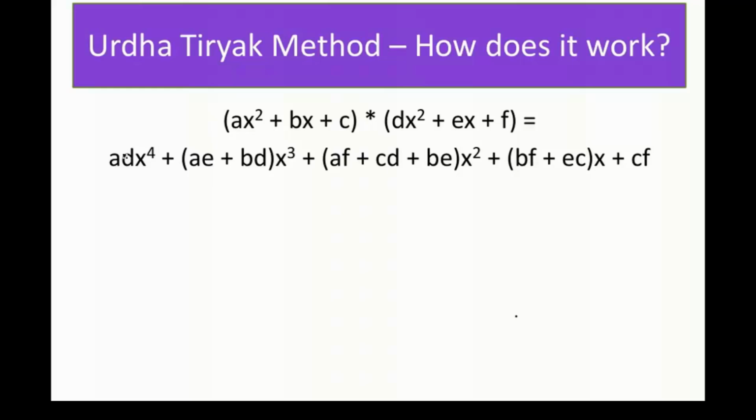This session is all about knowing how the Urdhva-Tiryagbhyam method works. As you can see, the formula is (ax² + bx + c) times (dx² + ex + f), which gives me another algebraic expression. So this algebraic expression can be applied for 3-digit number multiplication.